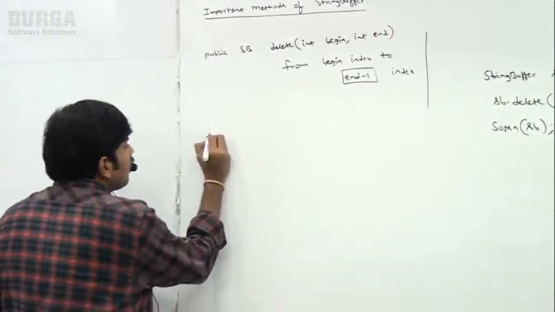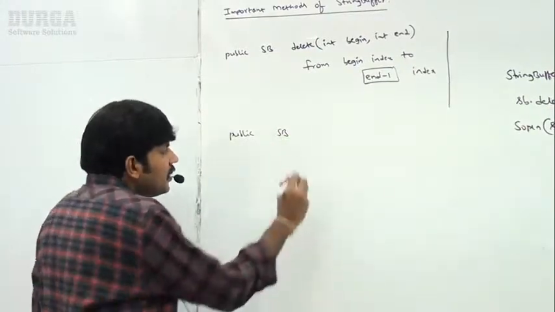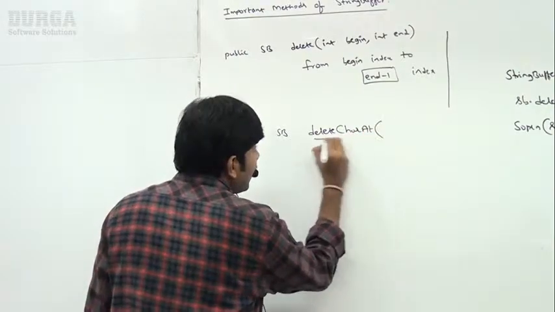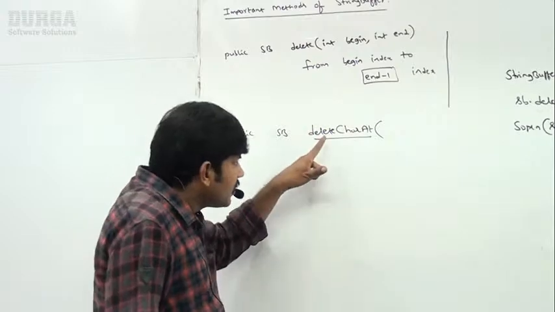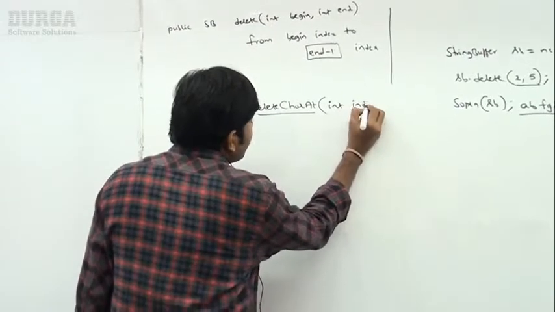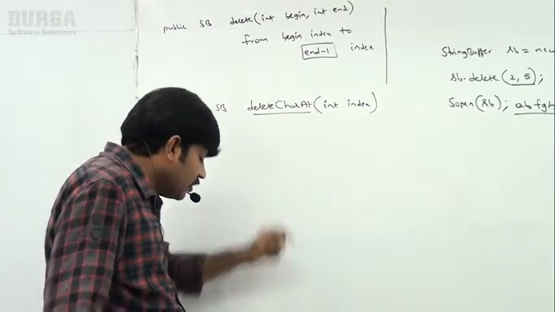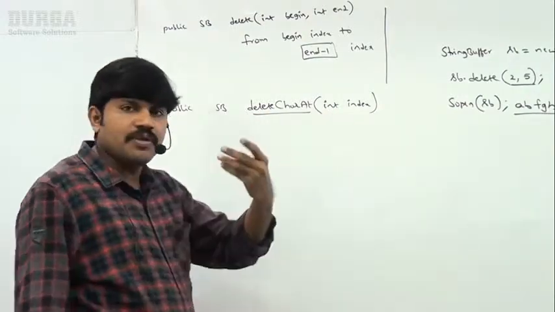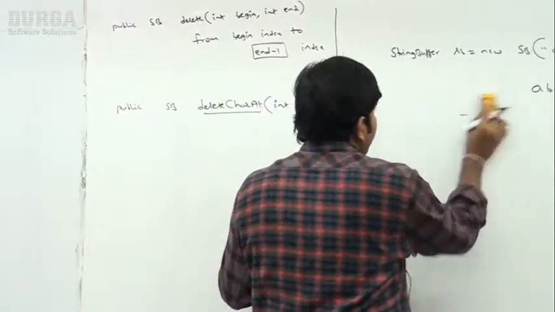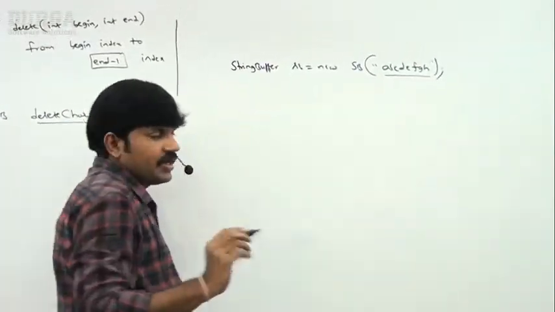Very simple. public StringBuffer deleteCharAt(int index). Have you observed? Delete character at int index. Automatically the character located at the specified index will be deleted. Only that particular character will be deleted. Have a look once. A, B, C, D, E, F, G, H, like this, right?